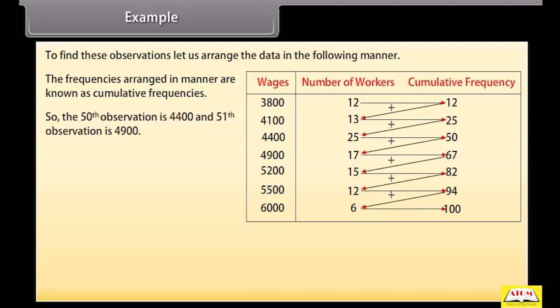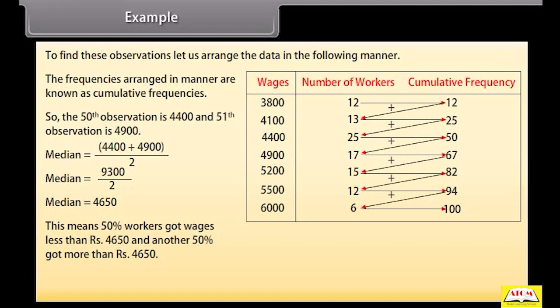So, the 50th observation is 4400 and the 51st observation is 4900. Median is equal to 4400 plus 4900 by 2. Median equals 9300 upon 2. Median is equal to 4650. This means 50% of workers got wages less than rupees 4650 and another 50% got more than rupees 4650.